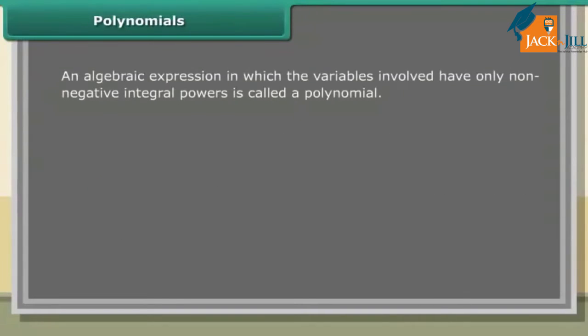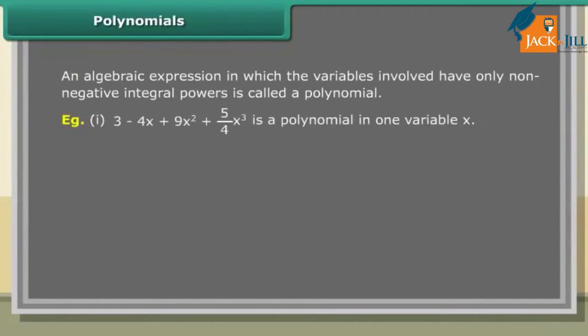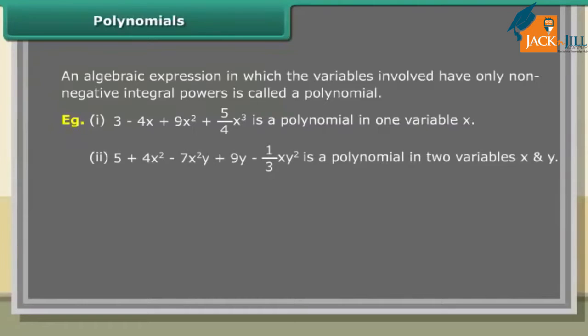Polynomials. An algebraic expression in which the variables involved have only non-negative integral powers is called a polynomial. Examples: 1. 3 minus 4x plus 9x square plus 5 by 4x cube is a polynomial in one variable x. 2. 5 plus 4x square minus 7x square y plus 9y minus 1 upon 3x square is a polynomial in two variables, x and y.